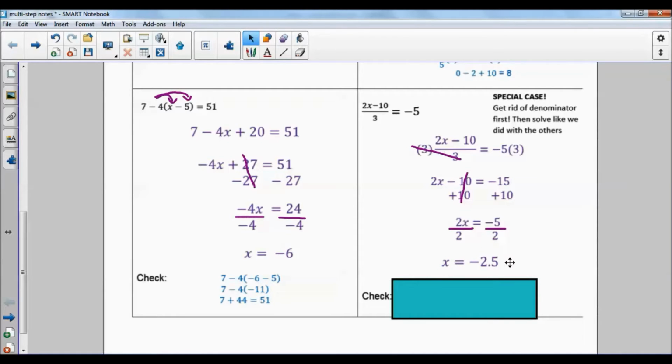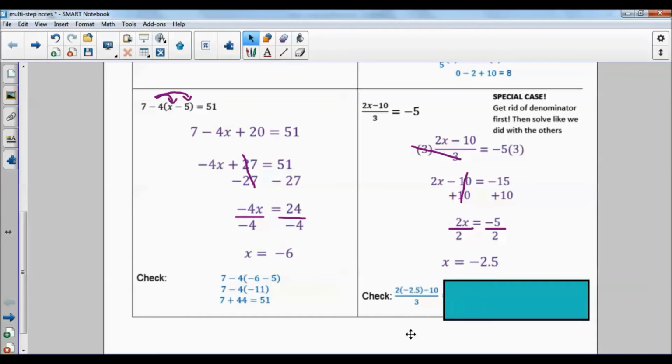And you can write it like this with a decimal or negative 2 and then the fraction 1/2, whichever way you like. Or if you even leave it as this fraction, negative 5 over 2, that's also fine. Okay, but we want to plug in our answer to check it, so this version of it with the decimal is probably the easiest to check when you plug it back in, because then you can just use your calculator. So first thing we're going to do is plug in the negative 2.5, so we have 2 parentheses, negative 2.5 minus 10 divided by 3.